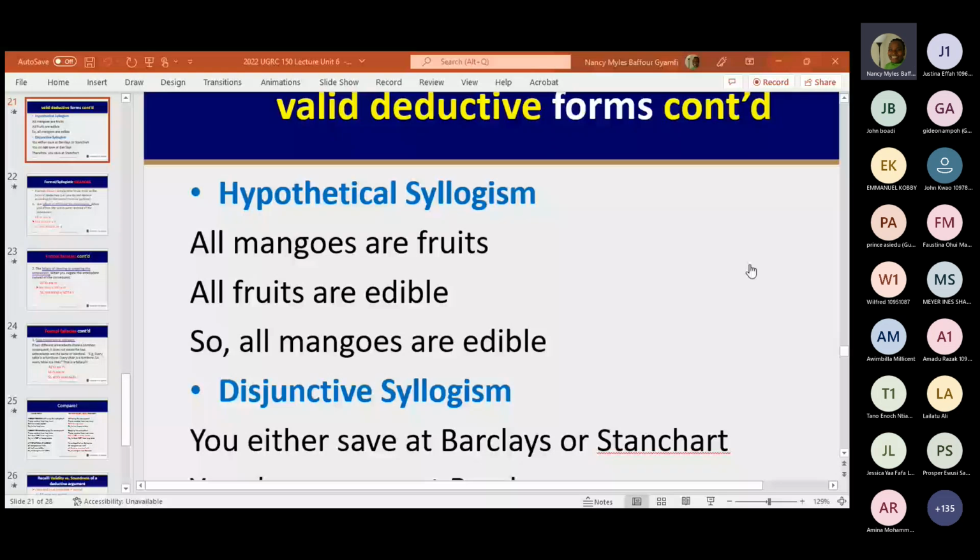That is disjunctive syllogism. A or B. Not A. Then you will have to say therefore B. A or B. Not B. Then you will have to say therefore A.